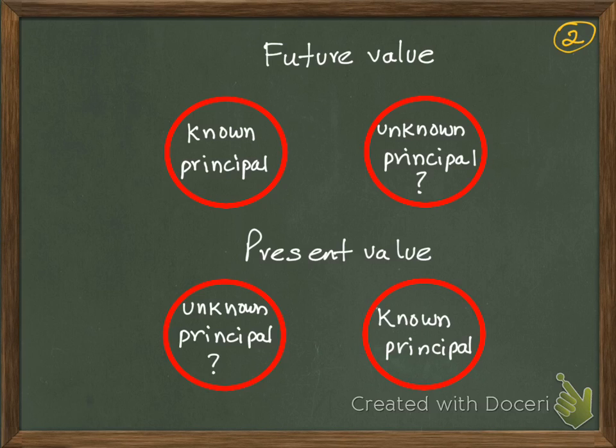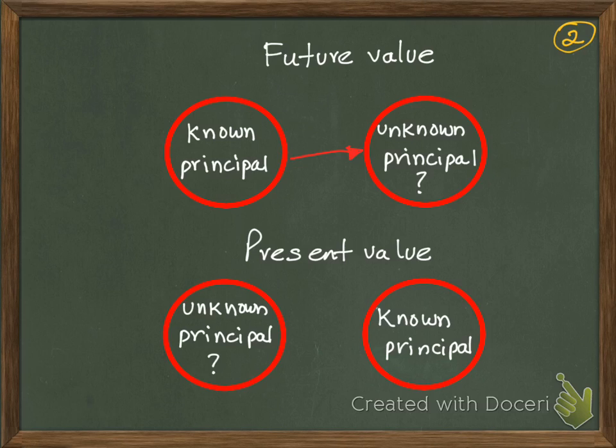In the case of future value, remember the examples that we were doing? We know the principal amount. We know the initial amount. But in the future, we do not know that amount. So there is like an unknown principal in the future. Okay? In the case of the present value, it is the reverse situation.